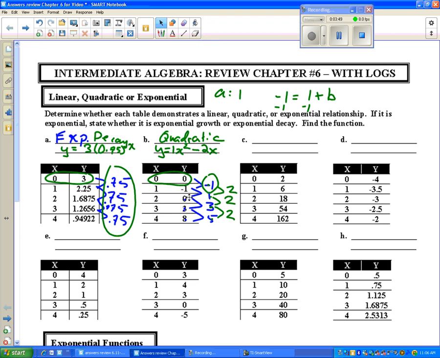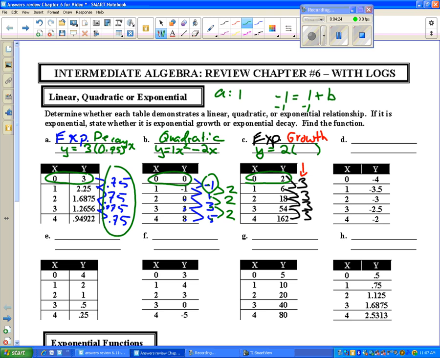So let's go back and see if this is exponential. 6 divided by 2 is 3. 18 divided by 6 is 3. 54 divided by 18 is 3. 162 divided by 54 is 3. So this is exponential. Since my successive quotient is greater than 1, that's exponential growth. So then my equation is y is equal to my a is y when x is 0. y is equal to 2 times my b, the successive quotient, my common multiplier, b is 3 to the x power.